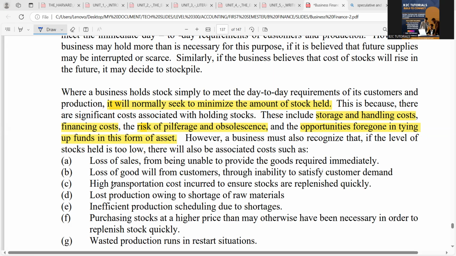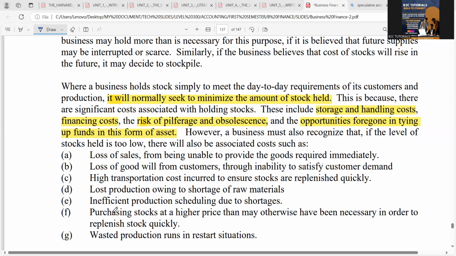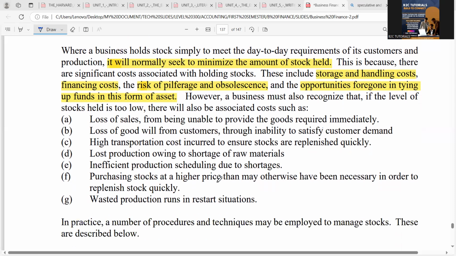Then we have high transportation costs incurred to ensure that stocks are replenished quickly. Because you want the stocks to come in so that you can supply customers, you might negotiate the terms of moving the items from your warehouse to where you need to sell them at a high cost, because you really need to get it at that point in time, or from your supplier to get it to you. Then you have loss of production owing to shortage of raw materials, insufficient production scheduling due to shortages. We have purchased stocks at higher prices than may otherwise have been necessary in order to replenish the stock quickly. Then wasted production runs in a restart situation.